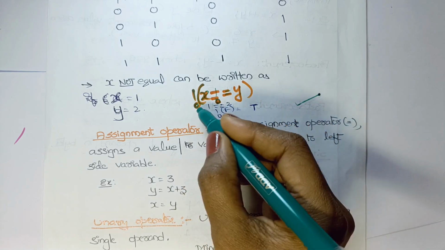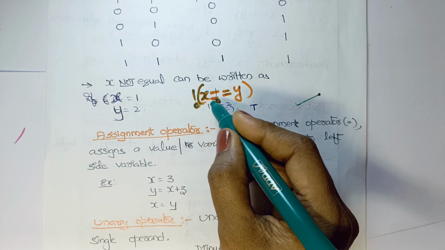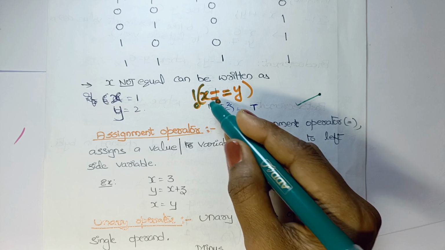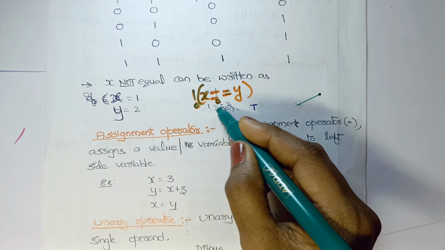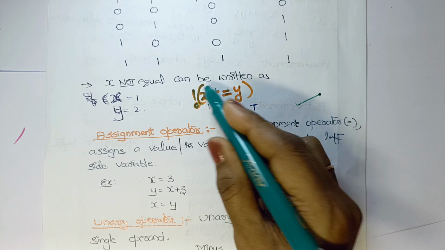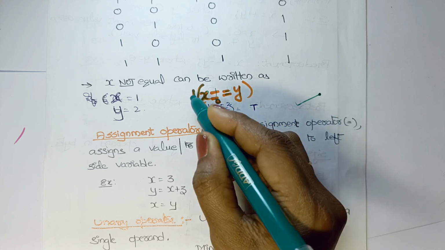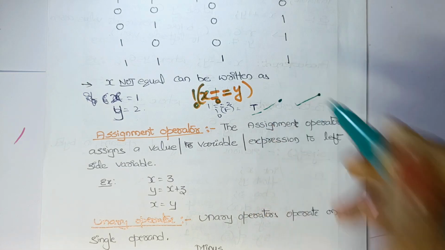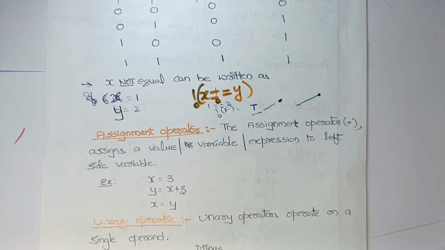Logical not can be written as, for example, not (x is equal to y), where x is equal to 1, y is equal to 2. The condition is false here. False means it will return false, and not false means it will return true. This is about the logical not.